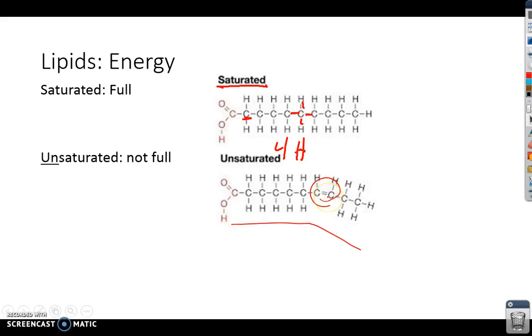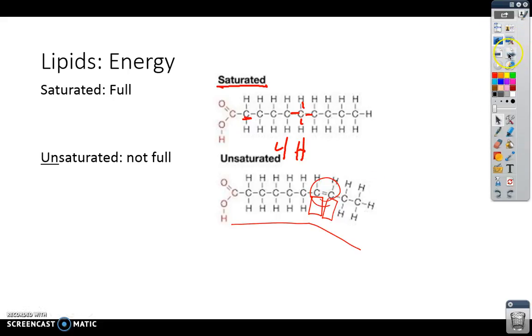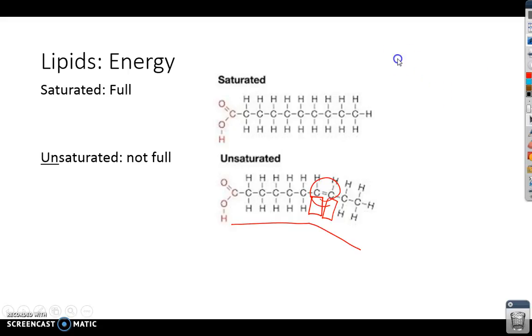So could we fit more hydrogens in there? Yeah, we could put one right here, and we could put one right here. So that's unsaturated. There's room for more. So lipids are a storehouse of energy, just like we saw before for the carbohydrates. And then the next thing for this one is let's move ahead here.